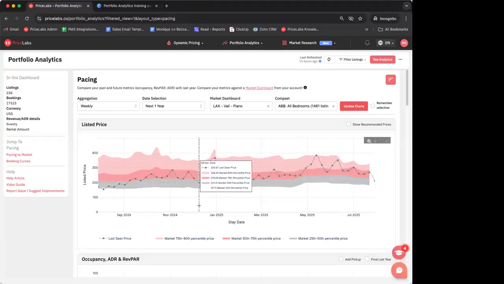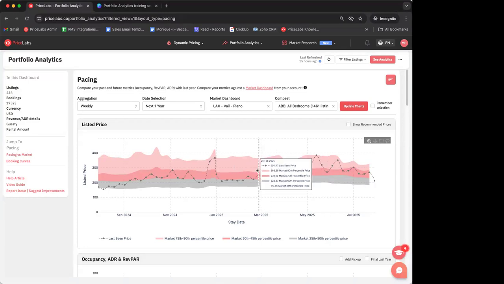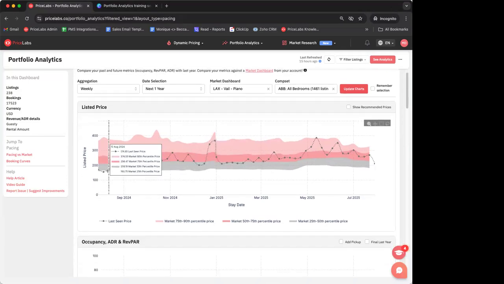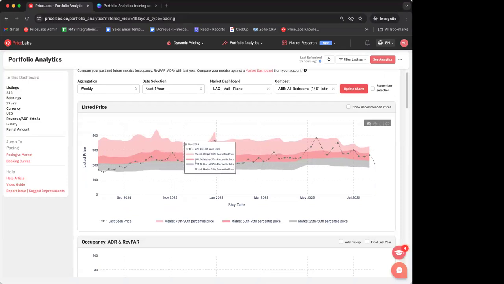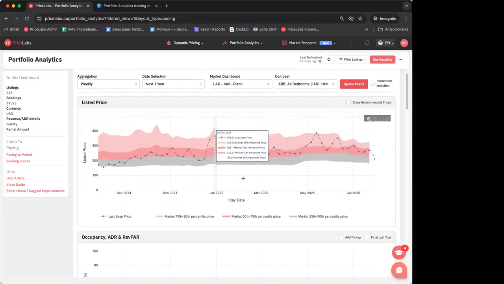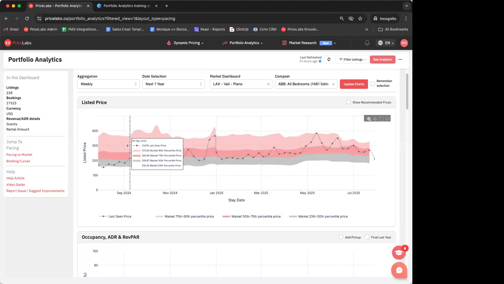All right, so the future pacing charts, it covers all the forward-looking data relative to the data last year for those same dates. So what are we looking at here? We have the listed price. So this is showing on average how my portfolio is priced week over week in comparison to the market. Pretty self-explanatory. If you've ever looked at the neighborhood data tab, it looks very similar to that.